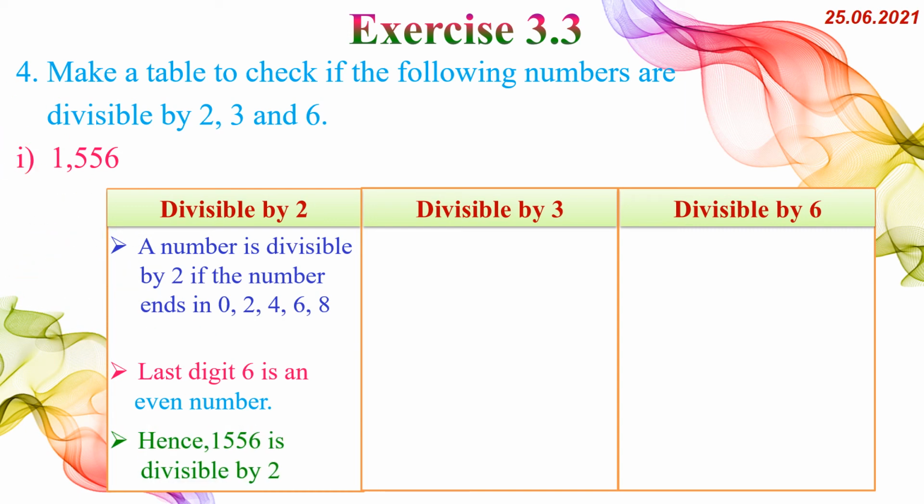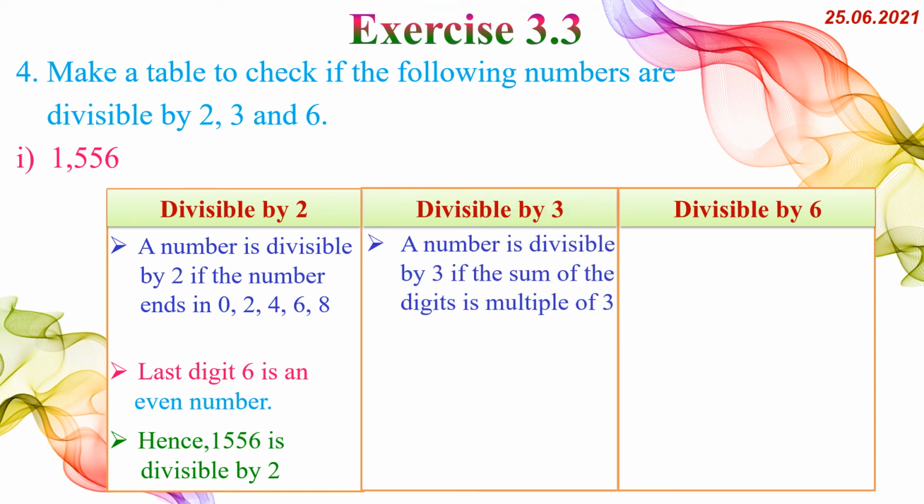Hence 1556 is divisible by 2. Next, move to divisible by 3. What is the rule of divisibility by 3? Very good. A number is divisible by 3 if the sum of the digits is a multiple of 3. Let's find the sum of the digits. 1 plus 5 plus 5 plus 6 equals 17. Is 17 a multiple of 3? No, it is not a multiple of 3.